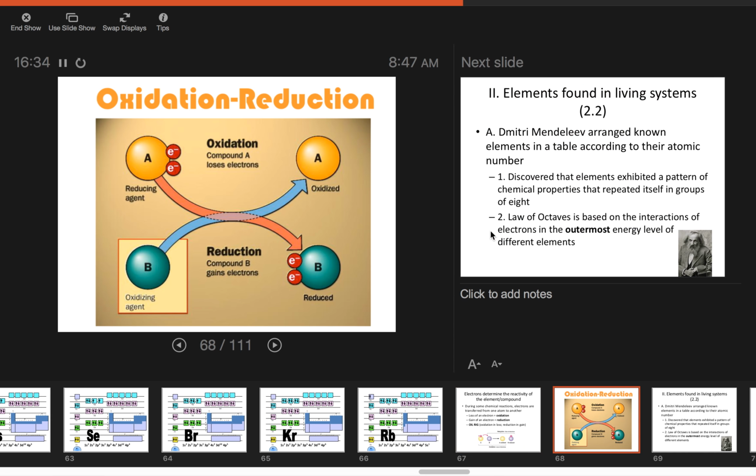So this is another diagram that shows this oxidation reduction. So, yes, the reducing agent gives up the electrons and becomes oxidized. This one gains, becomes reduced.